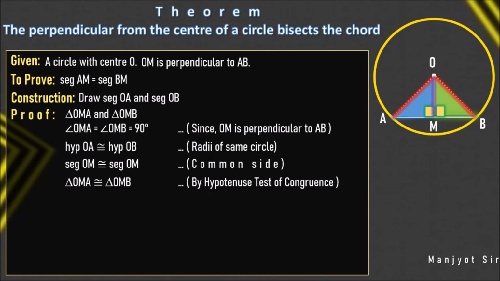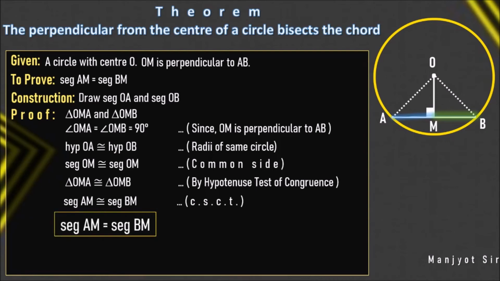And if you remember, our aim was to get these two segments congruent, AM and BM. Since these two triangles are congruent, now we can say segment AM is congruent to segment BM. Reason will be corresponding sides of congruent triangles, that is CSCT. And hence we can say segment AM is equal to segment BM. That completes our first proof of theorem. I hope everyone is clear with this proof.